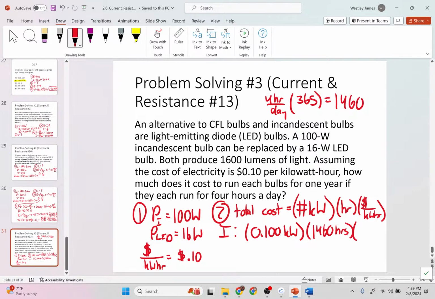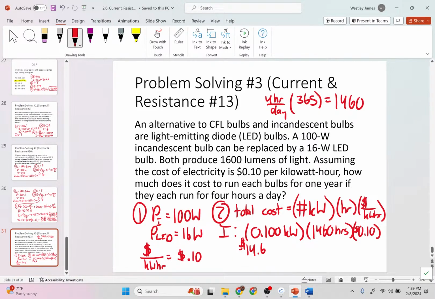And then last step, we just multiply that by that 0.1, the dollar amount per kilowatt hour. So you do all that math, we get 0.1 times 1,460 times 0.1. If you run an incandescent light bulb for 4 hours a day, which is not unreasonable, it's not unreasonable to have a light bulb on for 4 hours a day. In fact, it's probably on the low end. It costs you $14.06 for the whole year.